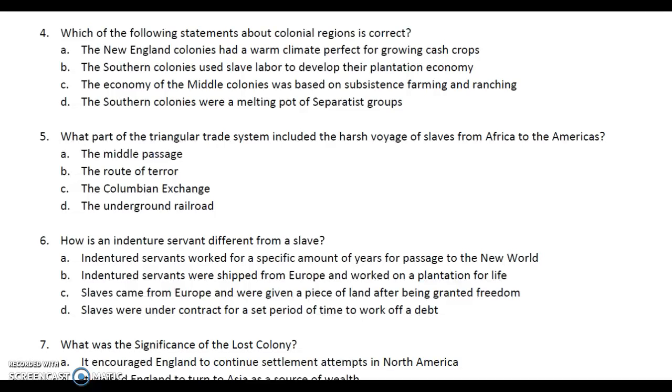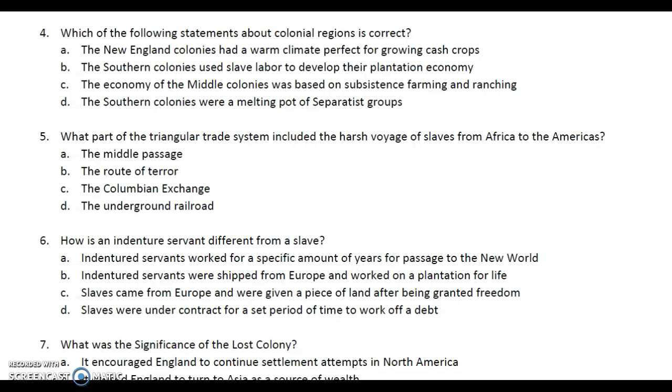Number 4. Which of the following statements about colonial regions is correct? A. The New England colonies had a warm climate perfect for growing cash crops. B. The southern colonies used slave labor to develop their plantation economy. C. The economy of the middle colonies was based on subsistence farming and ranching. D. The southern colonies were a melting pot of separatist groups.